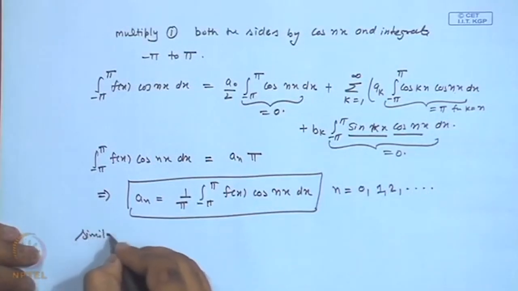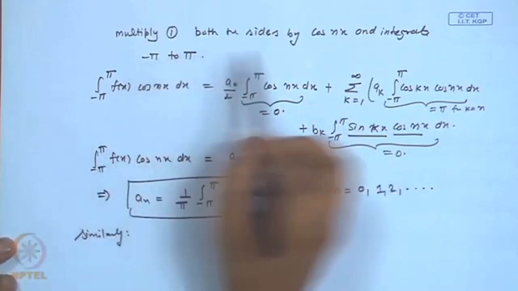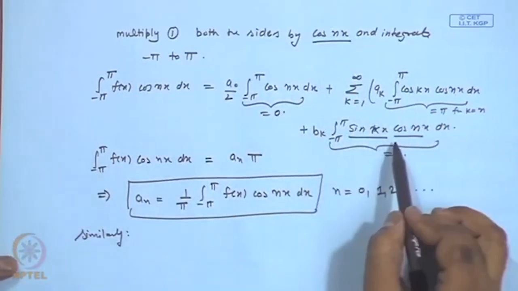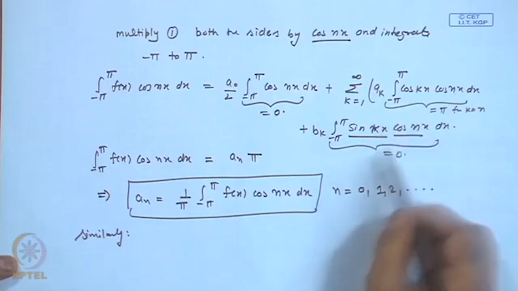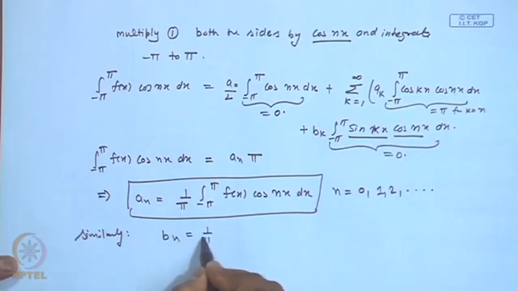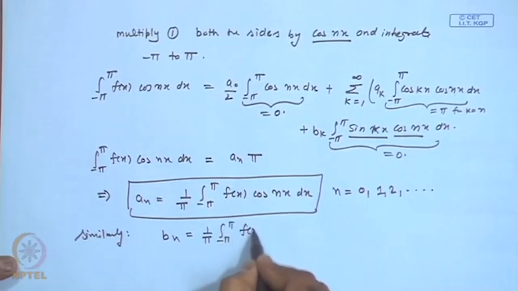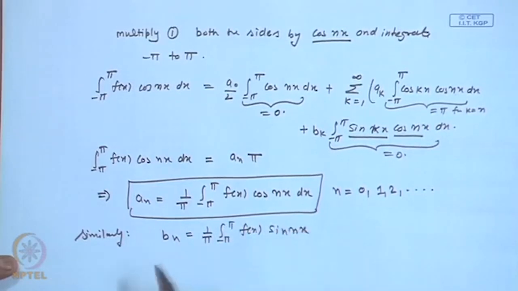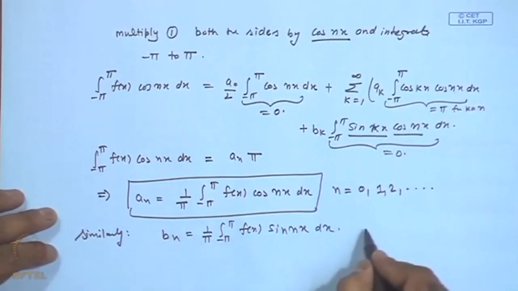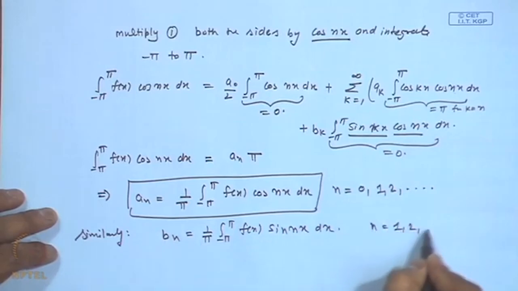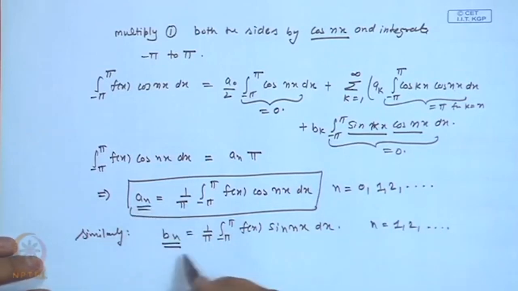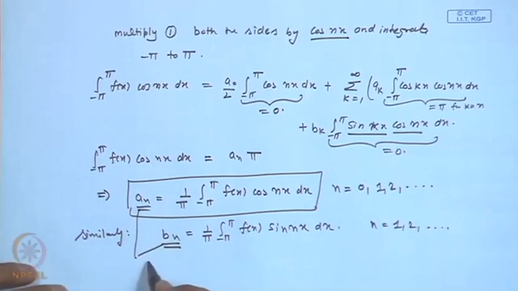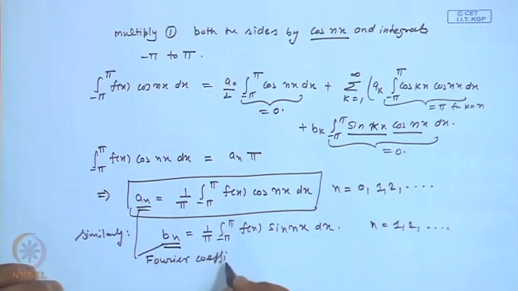And similarly, we can get this b_n. So, we multiply instead of this cos nx by sin nx, and in that case this term will vanish, and here we will get pi because of sin kx sin nx. So, in this case b_n we will get 1 over pi integral from minus pi to pi of f(x) sin nx dx. So, here the n are 1, 2 and so on. So, these coefficients, the a_n and b_n, they are called Fourier coefficients.